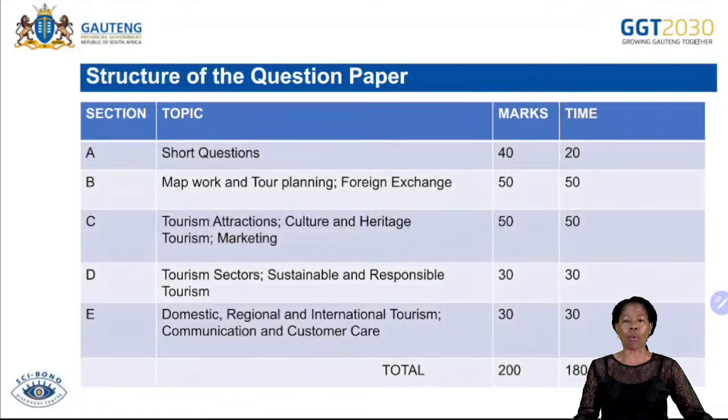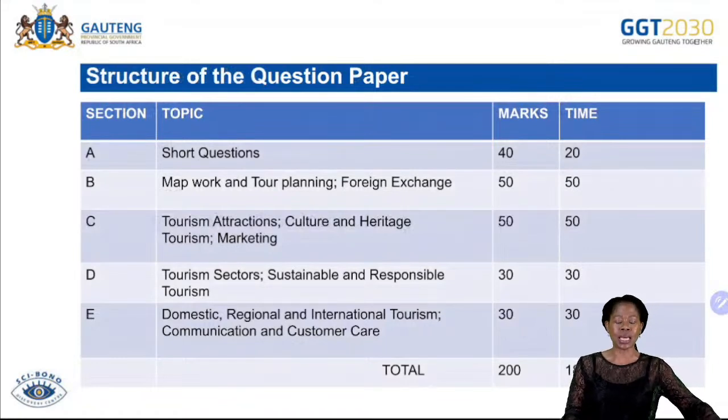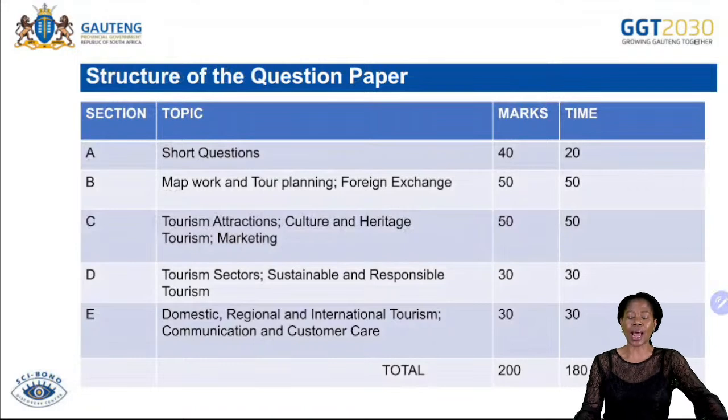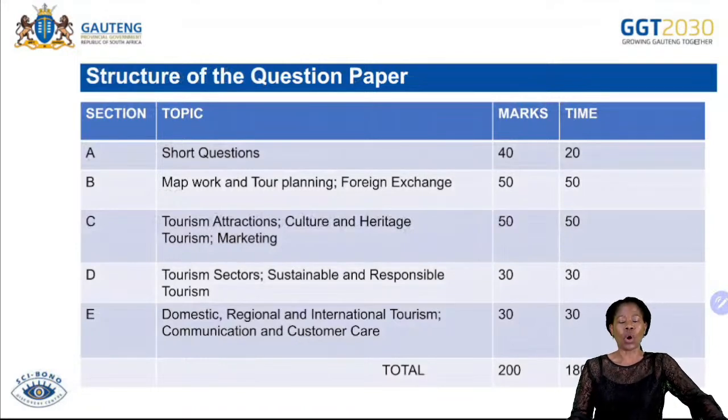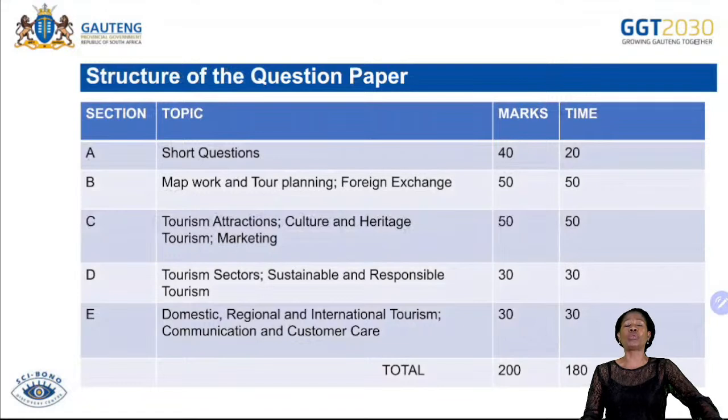And then we have our last section, section number E, domestic, regional and international tourism, communication and customer care, which carries 30 marks. And then you spend 30 minutes in that. And then the total of our question paper is 200 marks, of which you are going to spend 180 minutes.